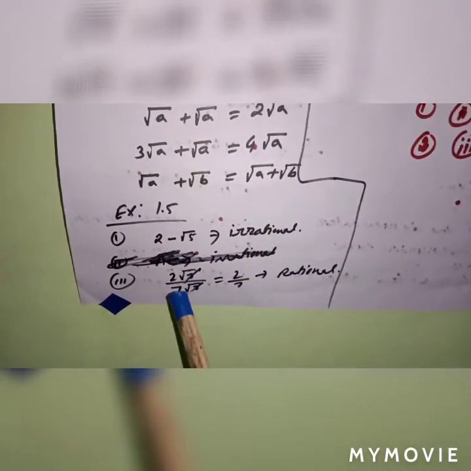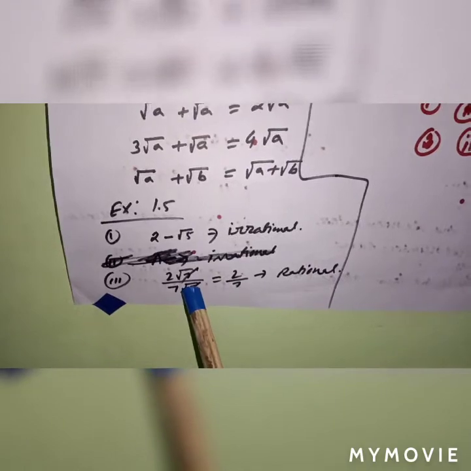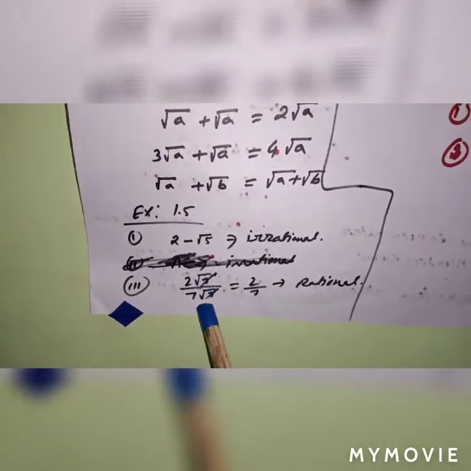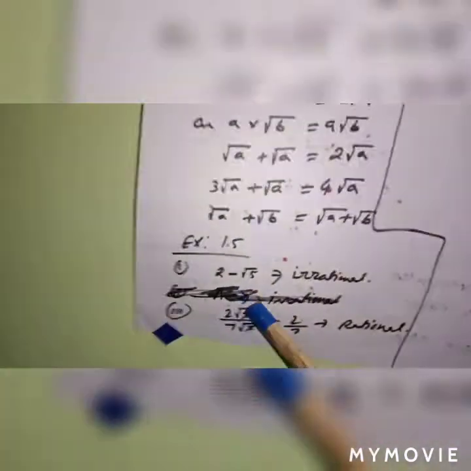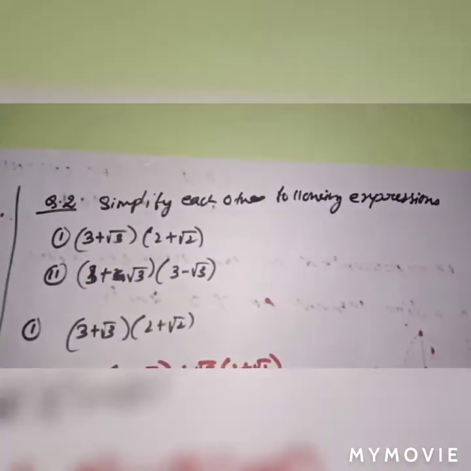Now here, 2 root 7 by 7 root 7, you can cancel root 7 with root 7. What is left? 2 by 7, so 2 by 7 is rational. Next, some of the questions are there, you can do yourself. Simplify each of the following expressions.